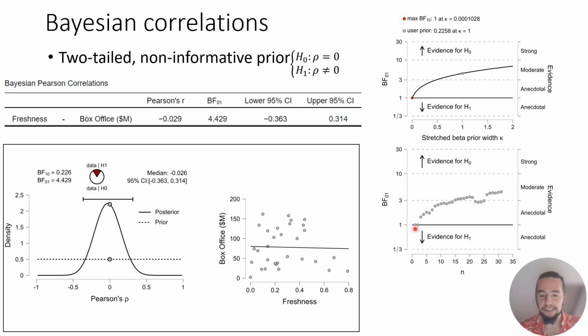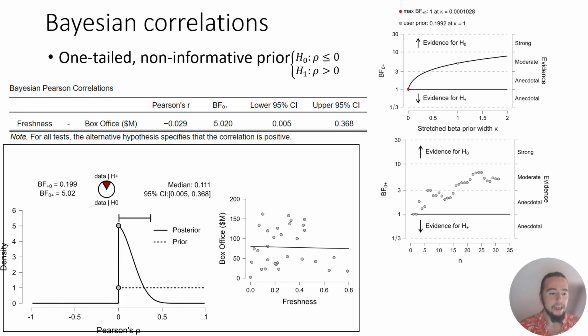And here we have a sequential analysis. As you can see here, we have also dots, not lines, and we don't have the robustness check here. That is this way of making the sequential analysis to have different levels of prior width or stretched beta prior width. Okay, so we only have our chosen estimate.